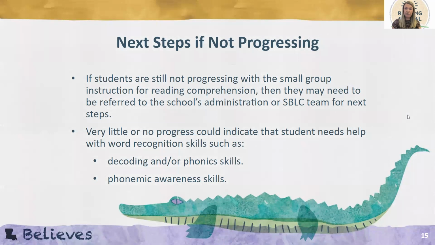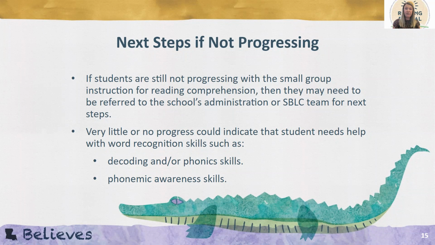So, some next steps if they're still not progressing. You've been teaching this writing piece. You have some small group that you've been pulling to the side with you for that direct and explicit teaching again. And you notice that maybe this one student still isn't progressing. They may need to be referred to the school's administration or SBLC team for next steps.